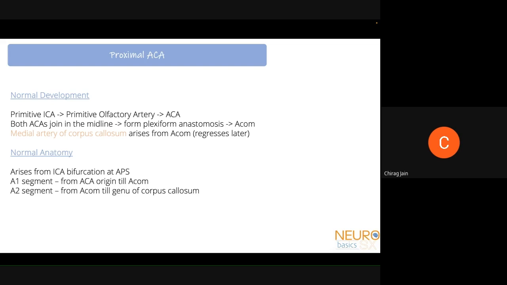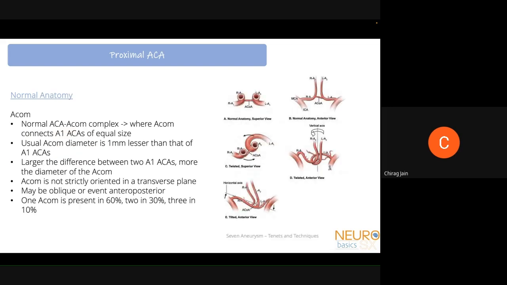As we know, the ACA arises from the ICA bifurcation at the level of the anterior perforated substance. The A1 and the A2 segments of the proximal ACA are divided as follows. From the ACA origin up till the anterior communicating artery is the A1 segment, and from the anterior communicating artery till the genu of the corpus callosum is the A2 segment. Okay, the ACOM itself can be a little bit of a complicated structure.